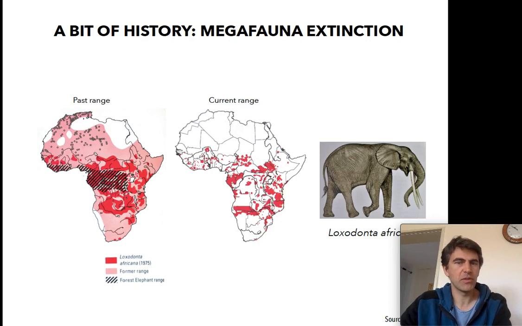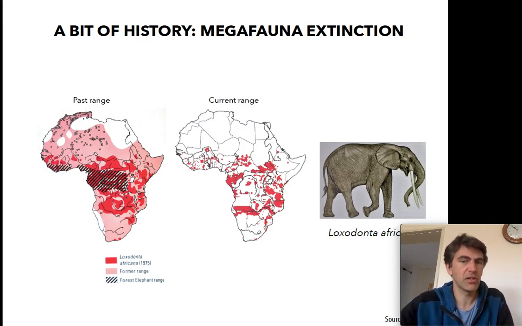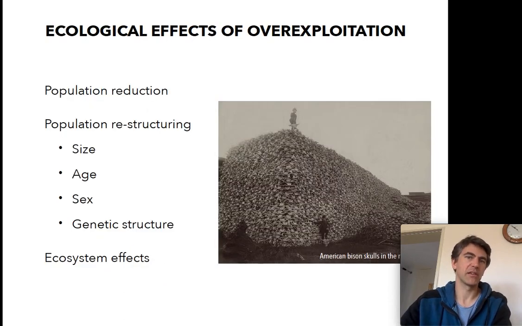Still, extinction is of course only the end point. We talked about this before. Before you have extinction of a species, you have declines in populations, and we can certainly see declines of populations in various different species. For example, the range of the African elephant here has massively declined through time, even though it's not gone extinct.